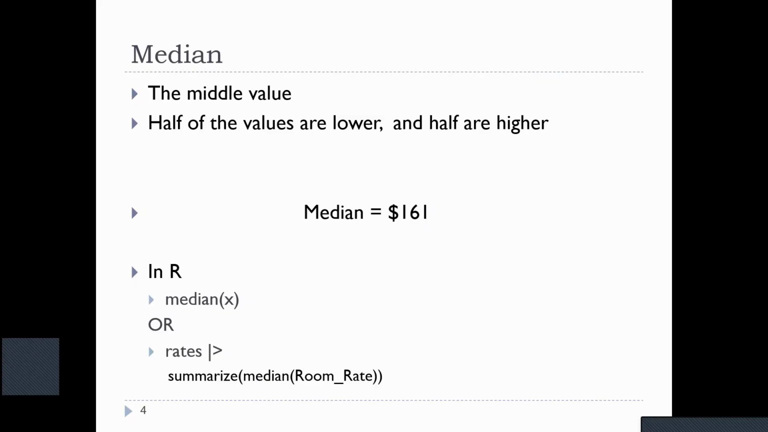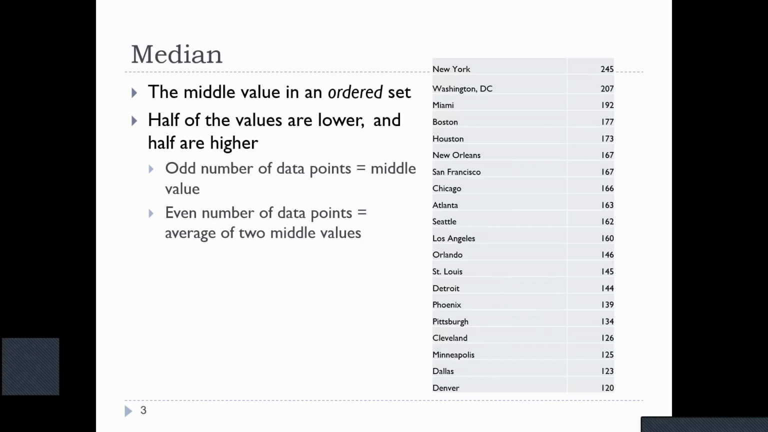Here, the median is 161. If we go back and count 1, 2, 3, 4, 5, 6, 7, 8, 9, 10, we see that the bottom half ends at 160 and the top half begins at 162. So the average of those two, we add them up and divide by 2, and we get 161.